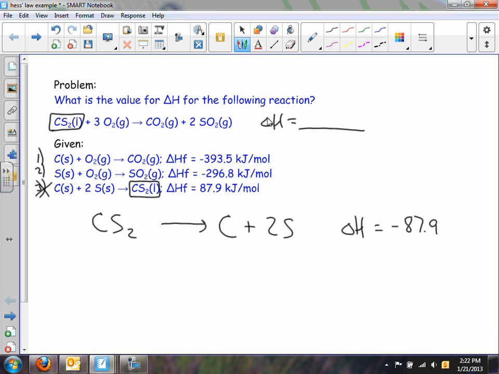The next one I'm going to look at is oxygen. And the problem is oxygen is in 2 equations, so I really don't want to deal with that if I don't have to. So I'm going to skip it for now. We might have to come back to it.